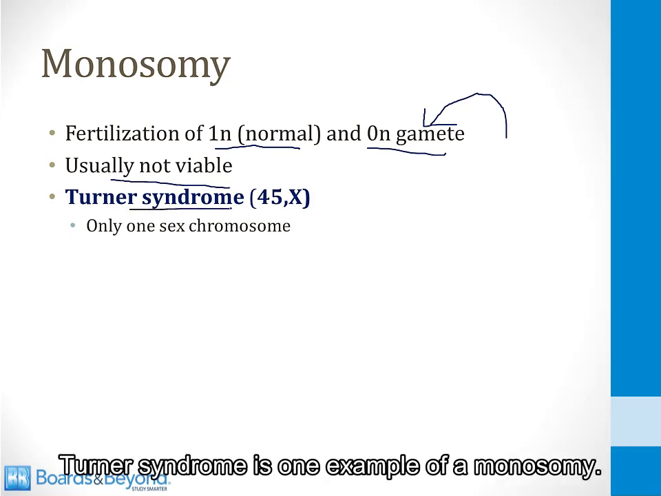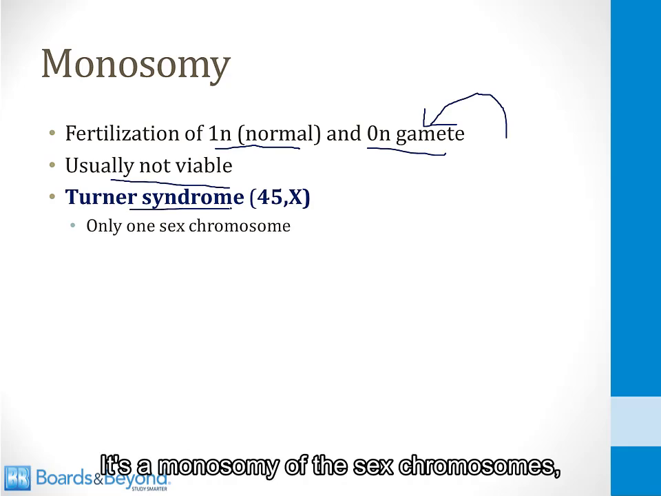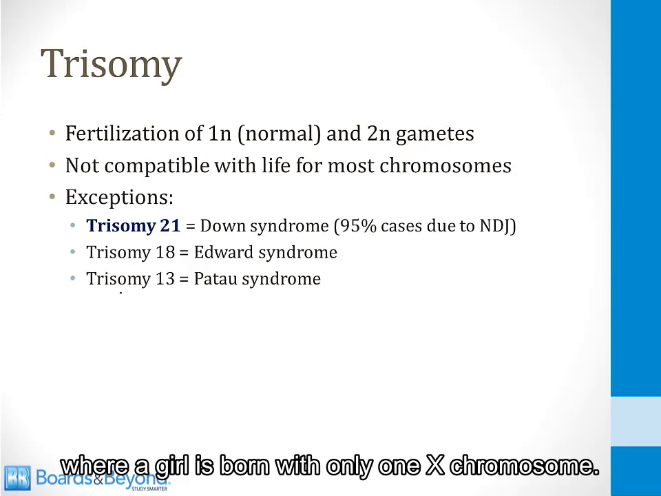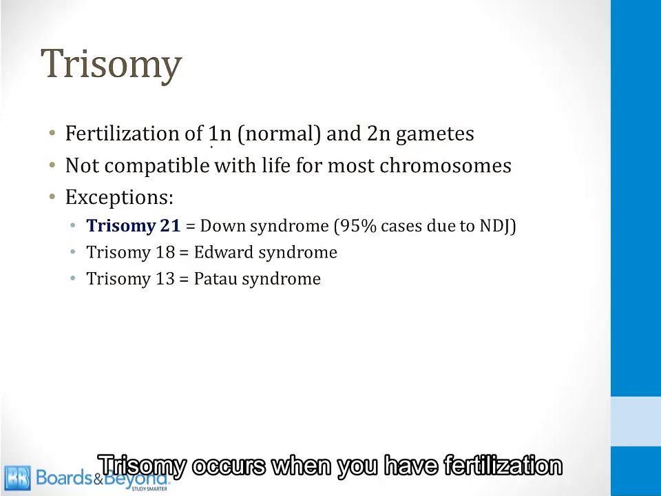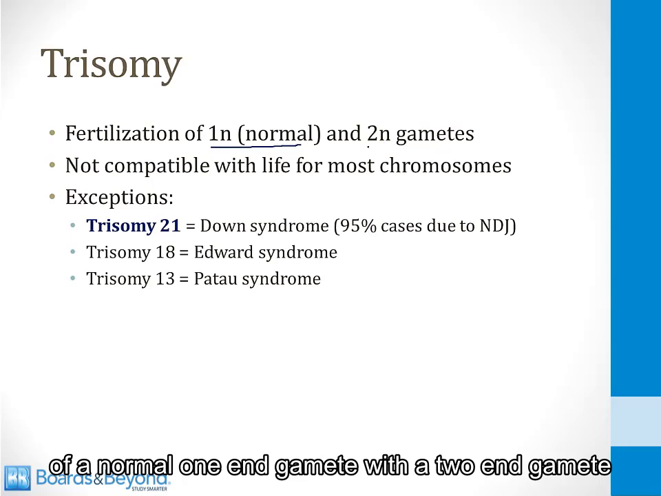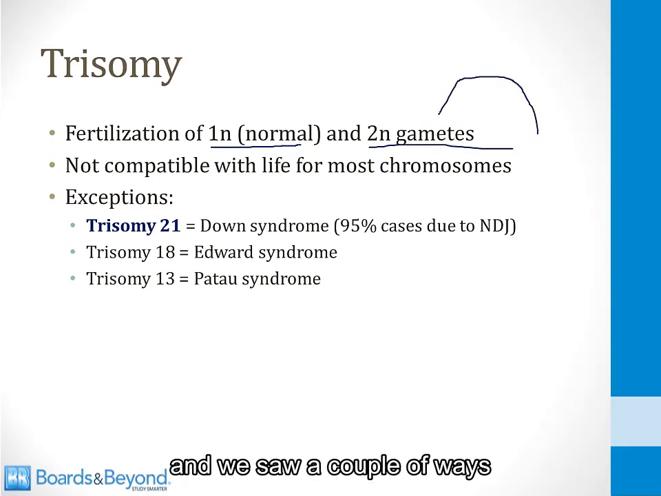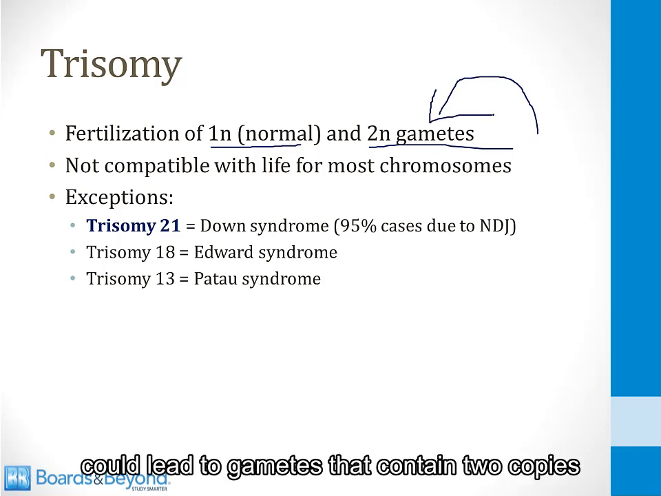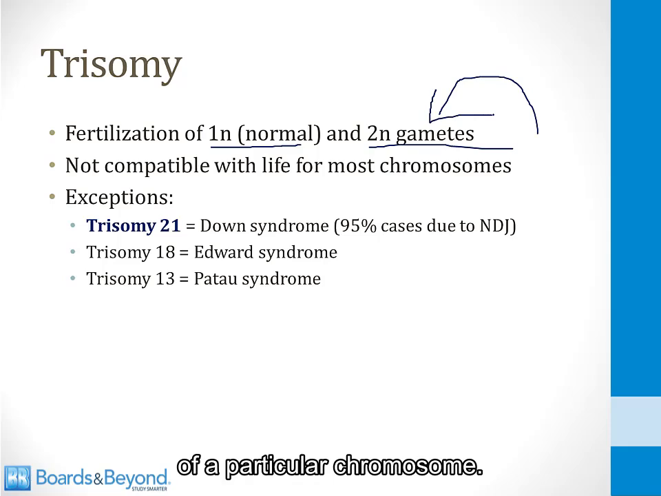Turner syndrome is one example of a monosomy. It's a monosomy of the sex chromosomes where a girl is born with only one X chromosome. Trisomy occurs when you have fertilization of a normal 1N gamete with a 2N gamete, and we saw a couple of ways by which meiotic non-disjunctions could lead to gametes that contain two copies of a particular chromosome.